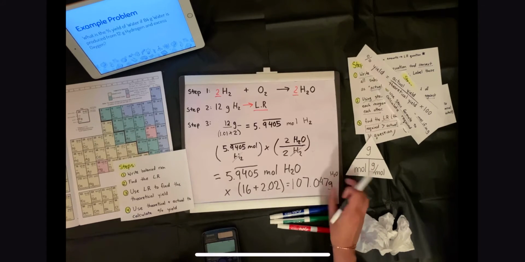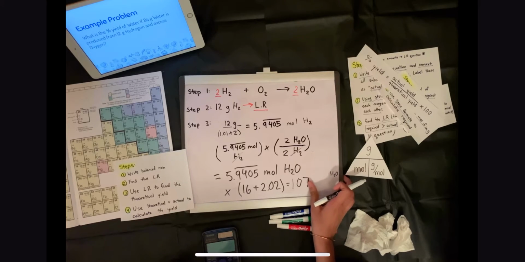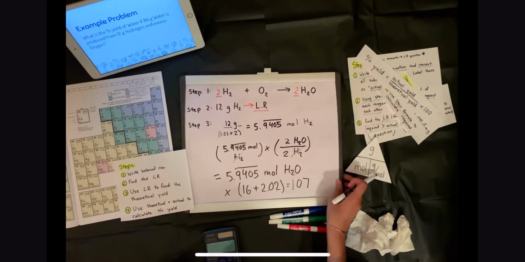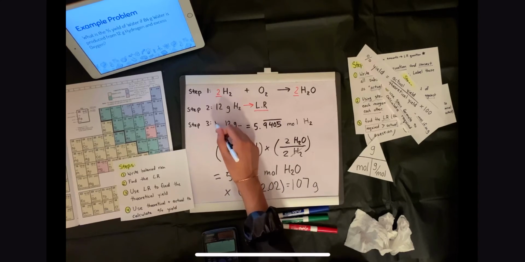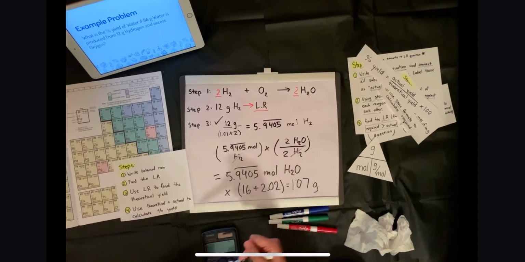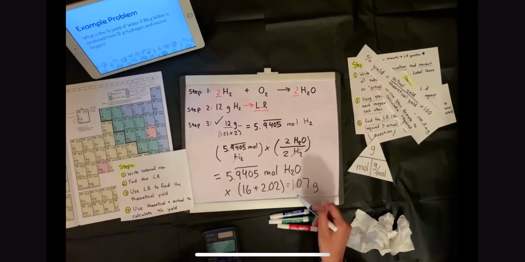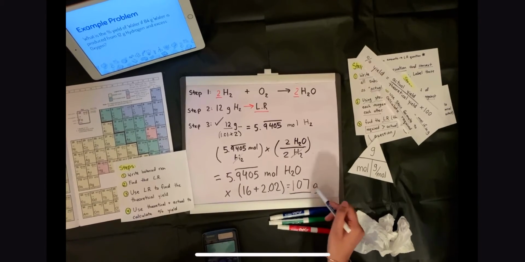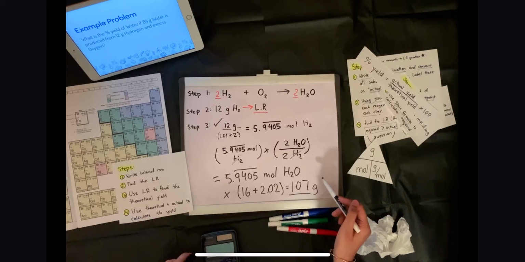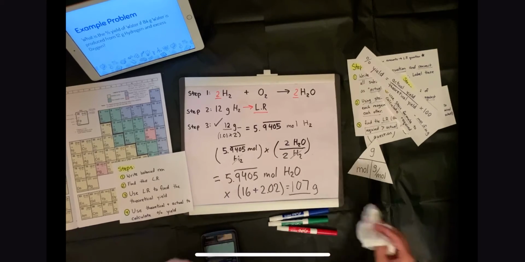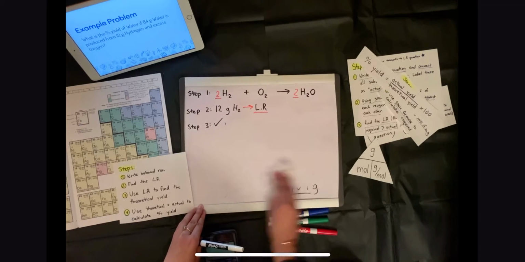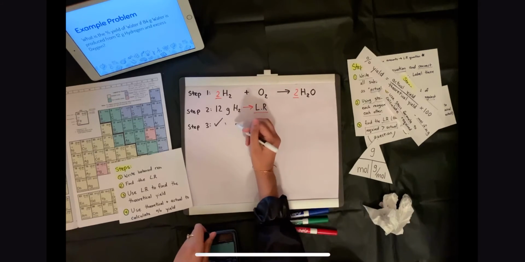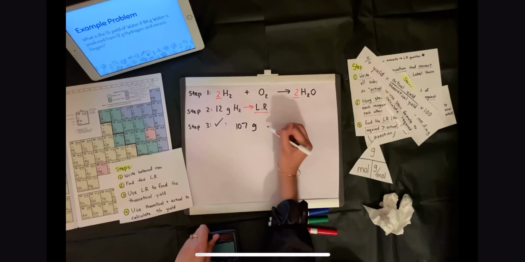And you don't really need to write all of this. Let's just say that it's about 107. So now we've completed step number 3. The theoretical yield is 107 grams water. So now we're gonna erase this. I'm just gonna write that here so we don't forget.